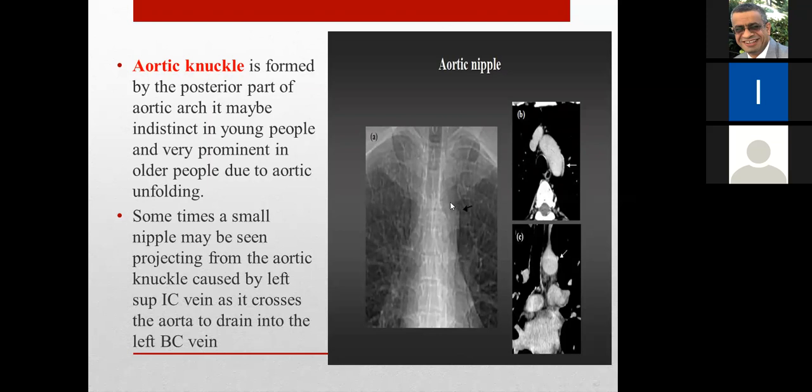This is the aortic nipple, and this is the left superior intercostal vein. This is the arch of the aorta, where the left superior intercostal vein will cross the arch of the aorta to reach the brachiocephalic vein. Again, this is the nipple.